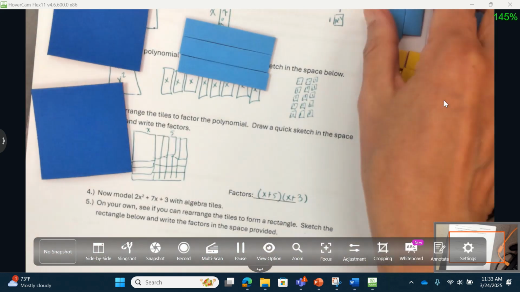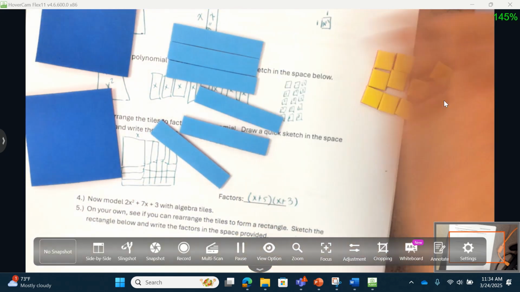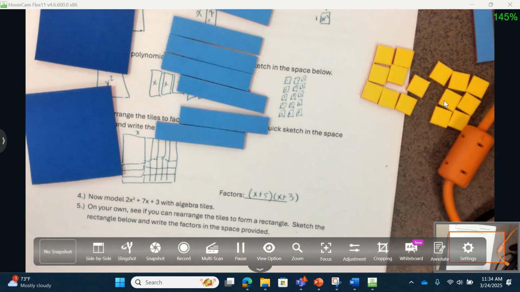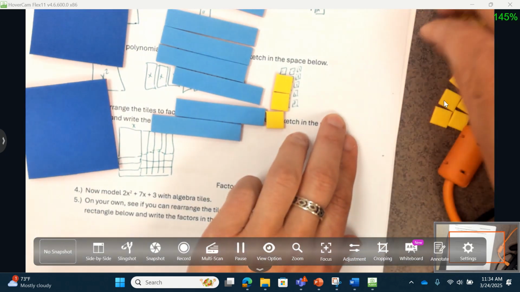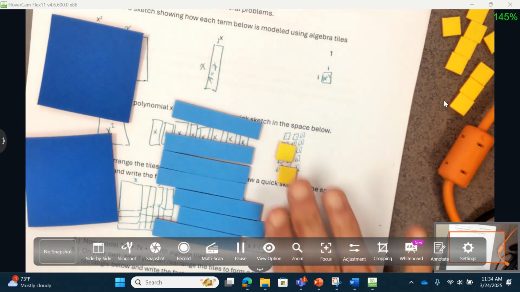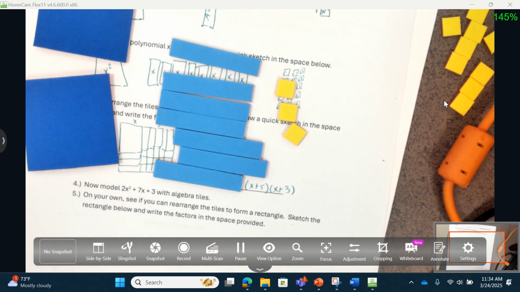So we'll have 7 of these blue rectangles. 1, 2, 3, 4, 5, 6, 7. And 3 of the small ones. And so you would model that. And now it says, on your own, see if you can rearrange the tiles to form a rectangle. Sketch the rectangle below and write the factors in the space provided.